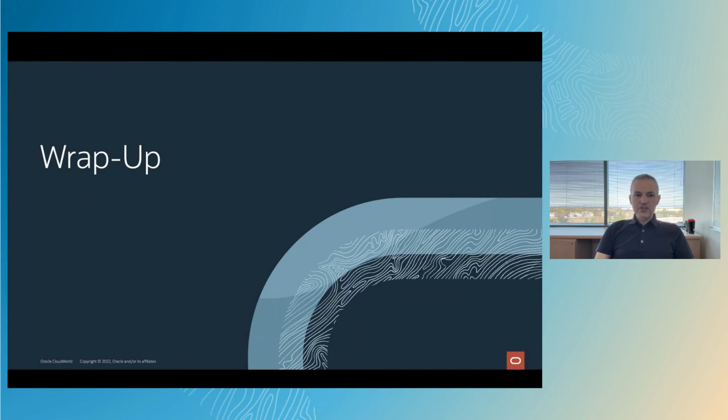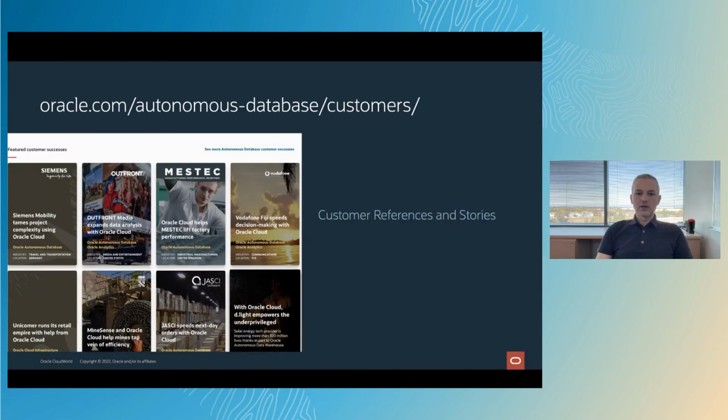So I want to wrap up this session by showing you our customer references and stories. If you go to the URL here, you'll be able to see a lot of customers who are talking about how they use autonomous database and the benefits they get out of it. So this screenshot shows only a couple of them. There are hundreds of them. And you can go to this URL and read about their use case and learn about their experience with autonomous database.